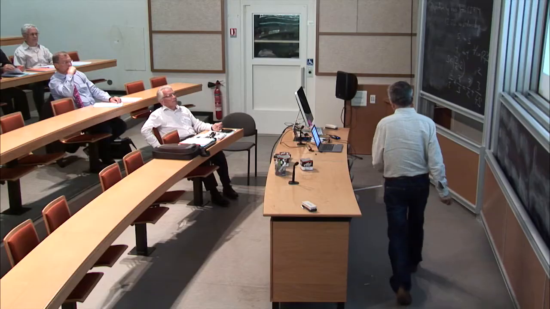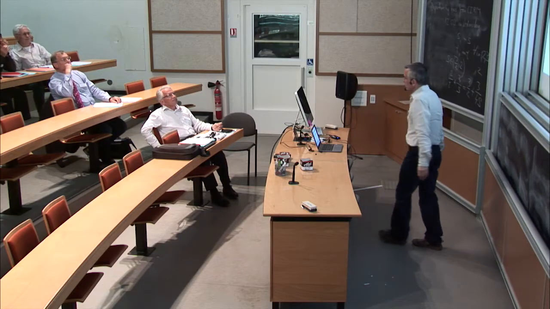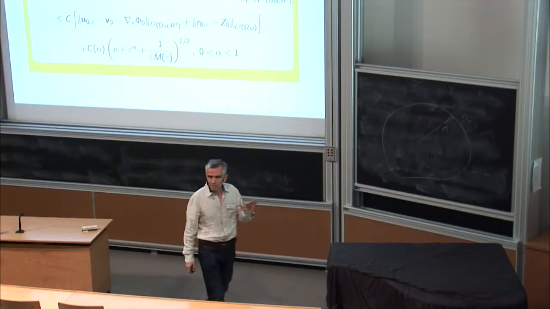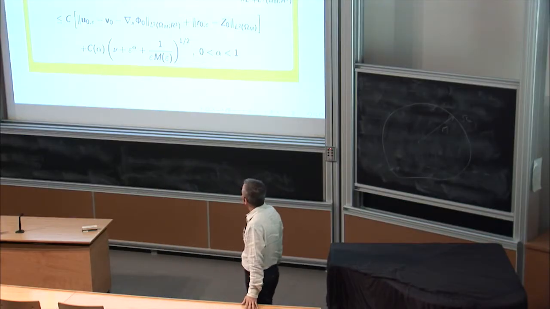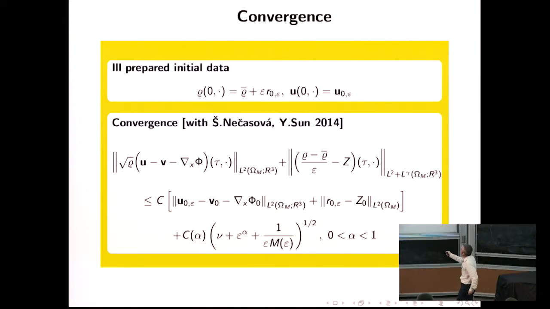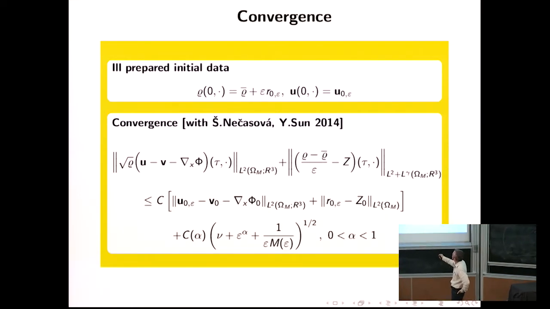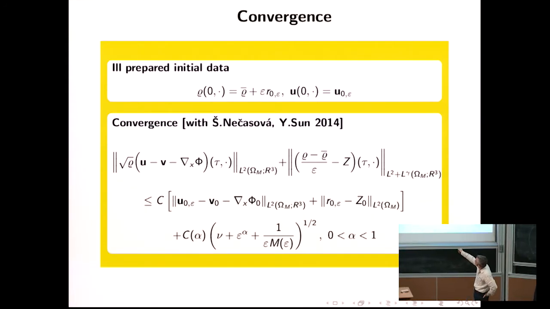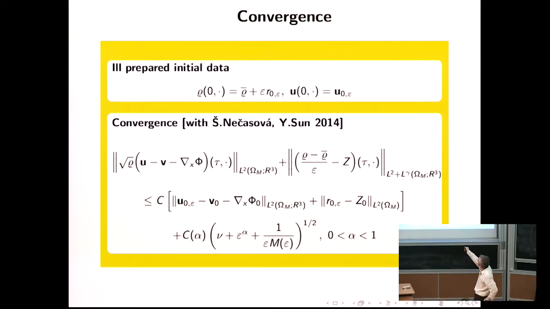Actually, you can use the relative entropy technique, which gives you really the rate of convergence to the limit system. So you start with something called ill-prepared initial data. But actually, we are not assuming anything about epsilon being small, or nu being large, whatever. Now you take the initial data in this form: some constant state plus epsilon perturbation by some function, and you take the initial velocity.